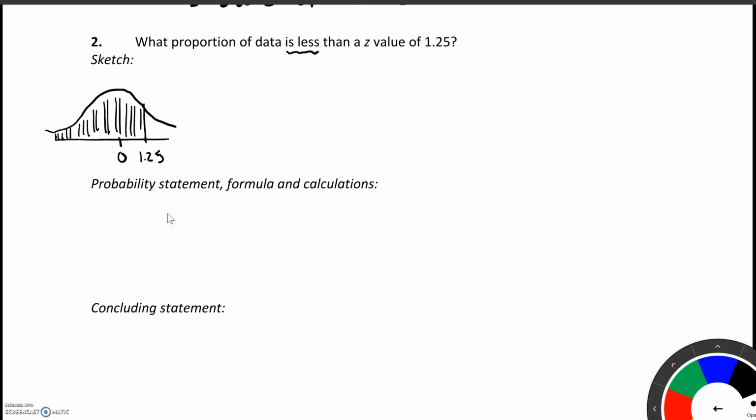With your sketch drawn, determine the values and formulas that you need from the chart, and then write a concluding statement. Again, pause the video now, try the work, and then resume the video to check your answer.